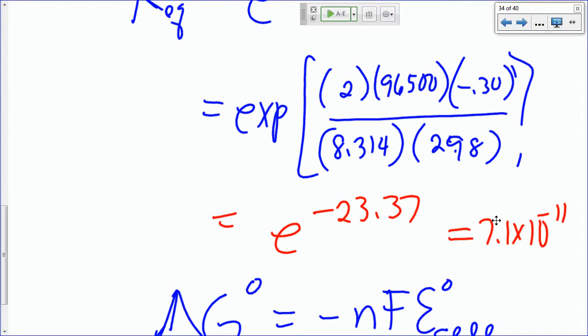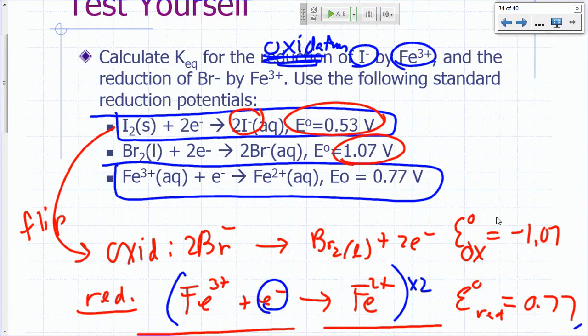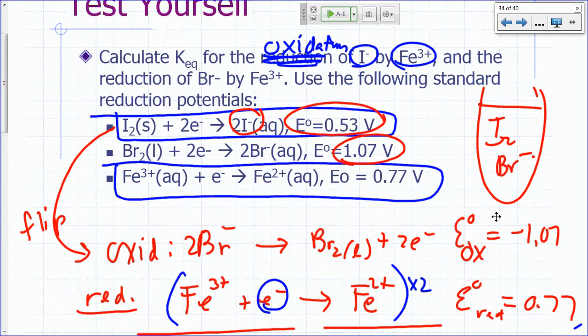What's one practical application of this in the lab? If you have a mixture of iodide and bromide, and in Chem 110 you'll be doing this experiment, you add ferric ions to it. You can separate the iodide from the bromide because the iodide will react. It will give you I2, and then the bromide will not. Your bromide stays the same. It doesn't react very well with ferric ions. Your iodide will give you I2.